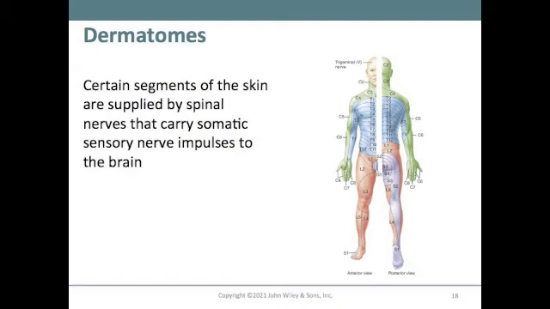Now, this is a pretty cool figure here. I like this one. This is 13.7 on page 471. Certain segments of the skin are supplied by spinal nerves that carry somatic sensory nerve impulses to the brain. So this guy standing here on the side is basically a map that shows you where each of the nerves go. Remember, C2 stands for cervical. The cervical part of your spinal column is here at the top, and the word cervical really just means neck. So the cervical nerves are up in this part of your spinal column. You can see where they're mapped to on the skin.